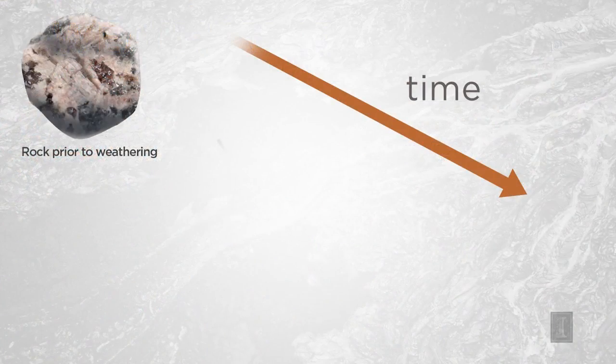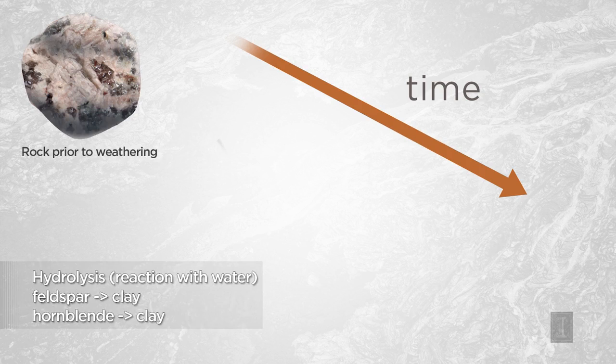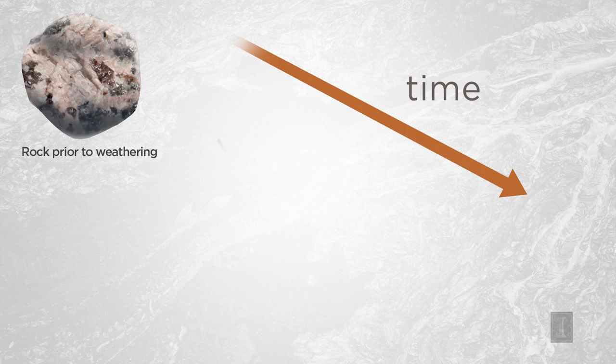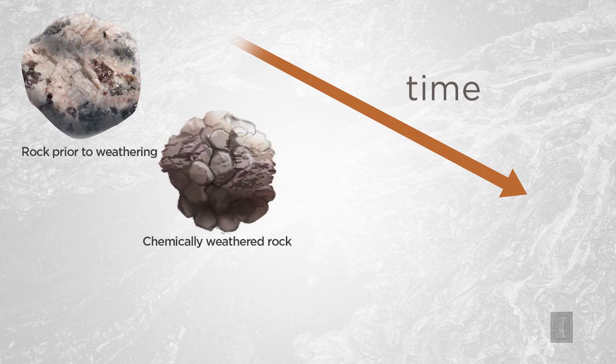So in this diagram, we start with a rock that looks like granite, an igneous rock with a crystalline texture. As time passes, the minerals in those rocks start to react. For example, the feldspar and the hornblende in the granite react with water through a process called hydrolysis to produce a new mineral, clay. So what was once a solid, hard mineral like feldspar becomes a soft, weak mineral like clay.